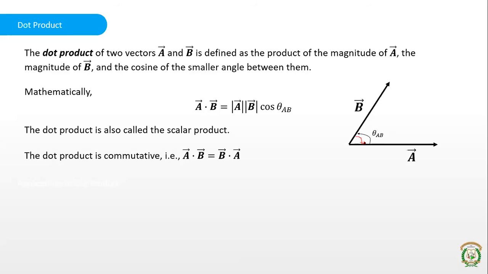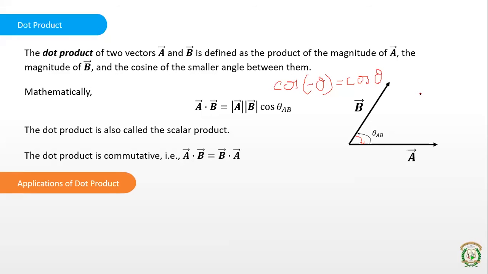But cos is an even function. What does an even function mean? It means cos of minus theta is equal to cos theta. So theta ba is equal to minus theta ab, and cos of minus theta ab is nothing but cos theta ab. That's why it remains the same. So if you change the order of the vectors in the case of the dot product, the value will not change. That means it is commutative. That is because the cos function is an even function, where cos of minus theta is equal to cos theta.